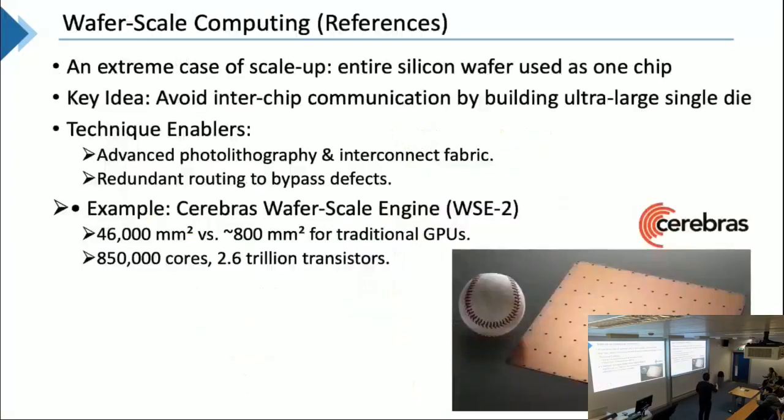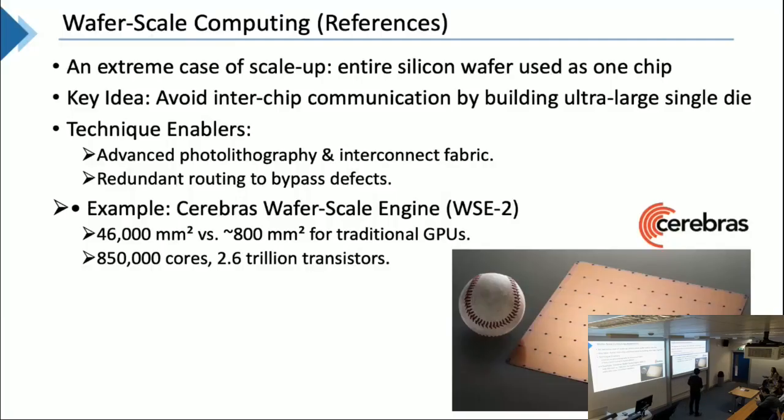And another extreme of scale up, which is kind of advanced knowledge, is called wafer scale computing. Let's say in a traditional GPU, you usually have a chip area of around just 200 square millimeters, which is very small. The idea of wafer scale computing is that you can have a very large chip that connects everything together.